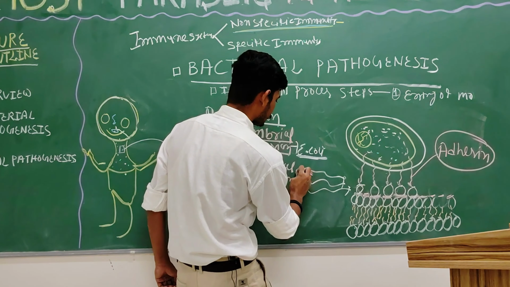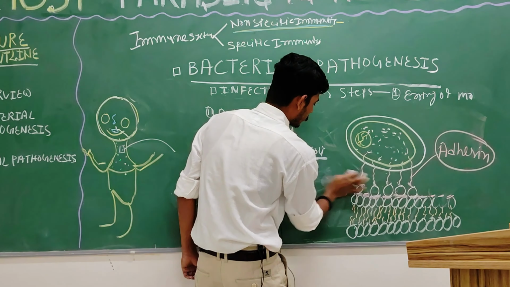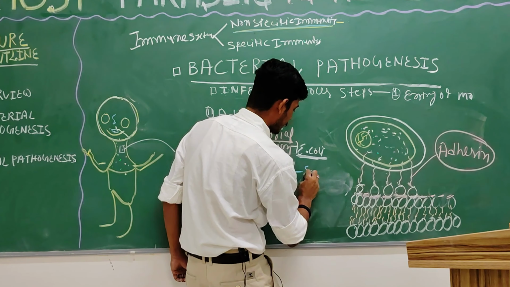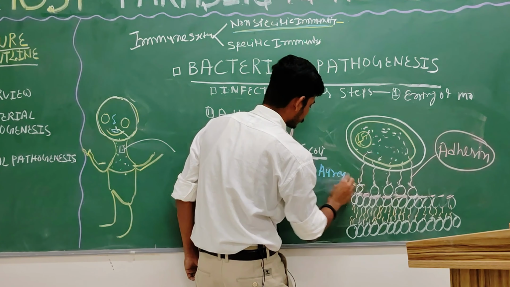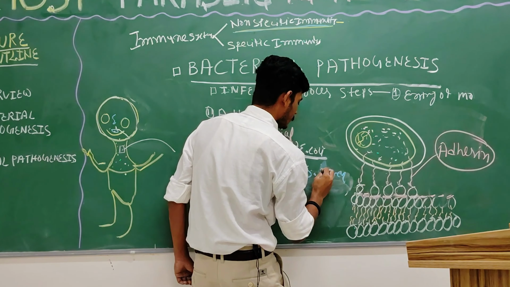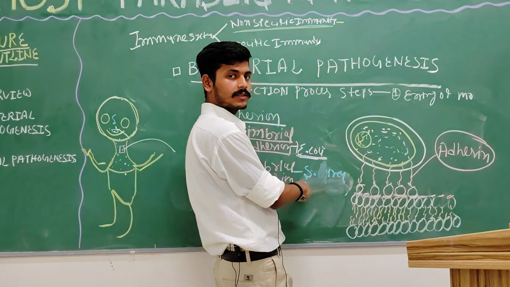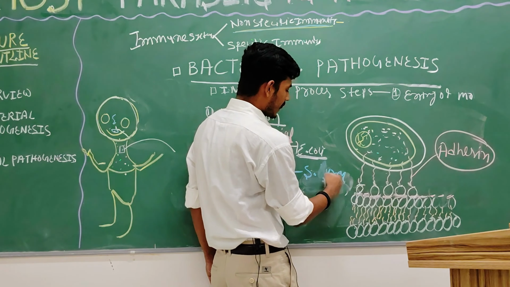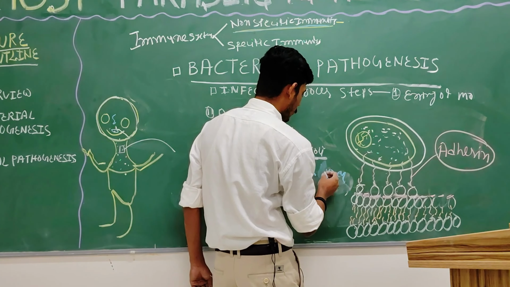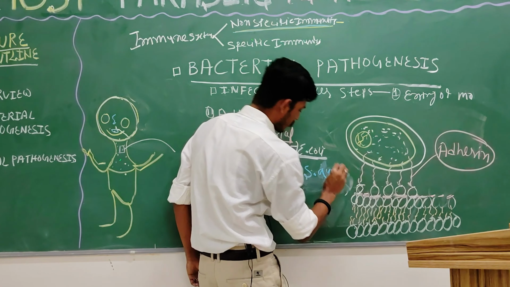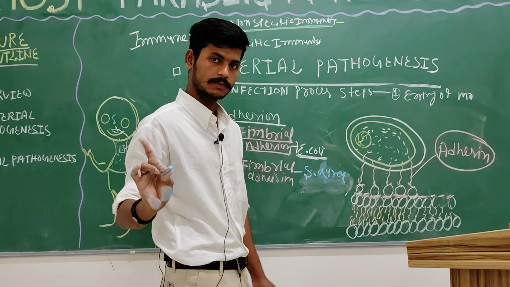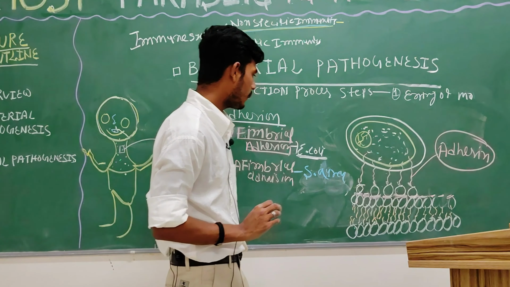Write down the example: Staphylococcus aureus. Remember, in a scientific name the genus starts with a capital letter and the specific name starts with a small letter. Staphylococcus aureus. Got the point? No problem.